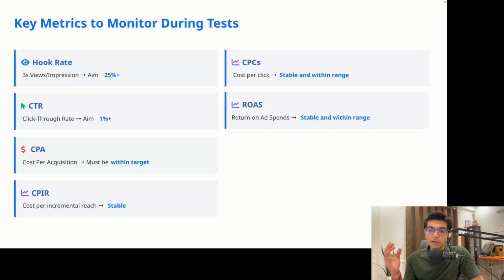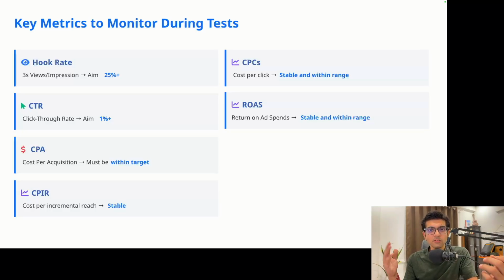Cost per incremental reach, this is a very good metric to understand how many new users you are reaching out to and what is the cost that you are paying for them, right? So what you can do is, there is a metric called cost per thousand accounts reached. You can take a look at it on a day-to-day basis and see how the trend is going, right? And basis on that, if it is stable, and your CPA and everything is within target, then that's a very good sign, right? It is stably reaching out to new users, and at the same time it is maintaining your CPA.